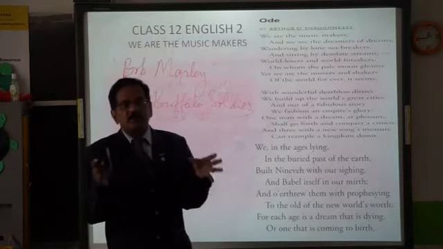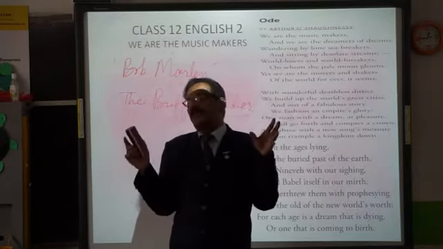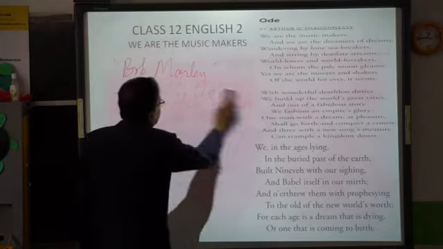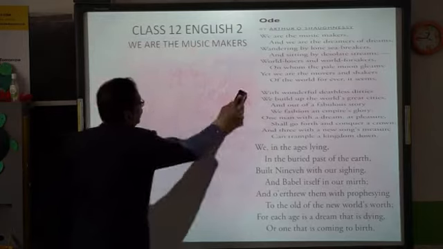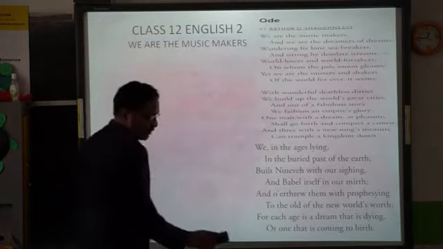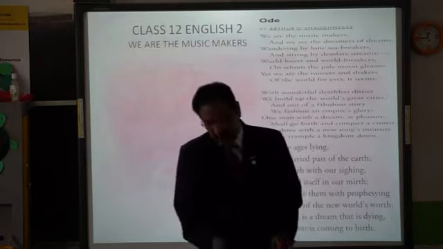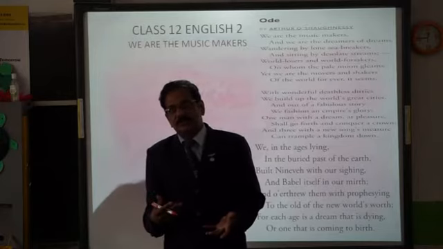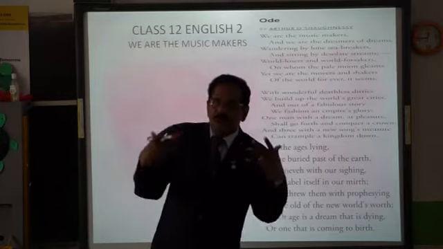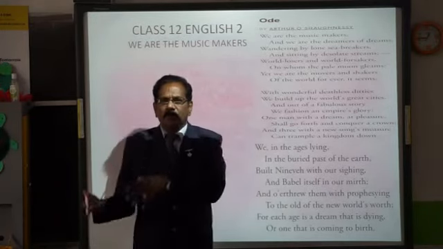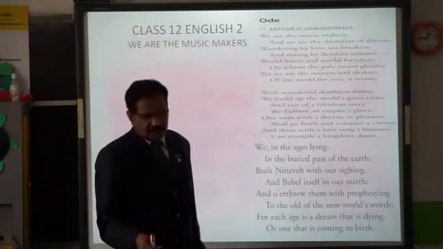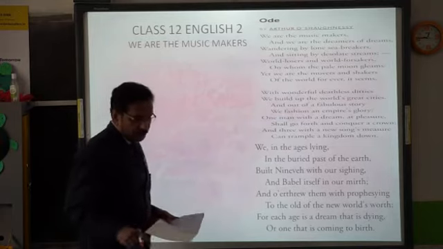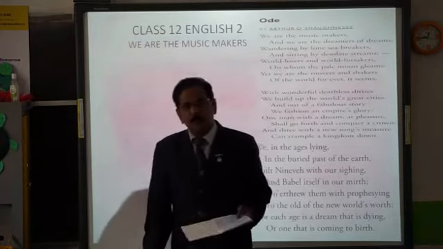The theme of this particular poem is the transformative power of an artist or art. Alright. So the theme is transformative. That means the ability to change, to mold or to reshape, to build or to tumble, to destroy. Right? So that's what this particular poem is talking about. Now let's look at the poem proper.